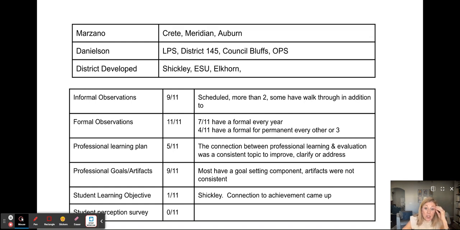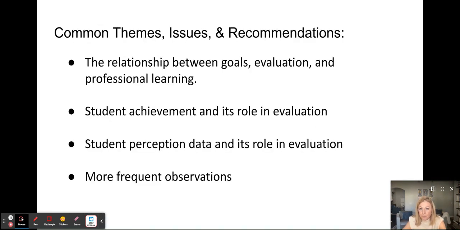And then finally, nobody currently is using student perception surveys. Lincoln Public Schools does do school perception surveys, and there were different types of practice with that. But nobody in our class is using student perception data. And that would include District 145, where I'm at as well.